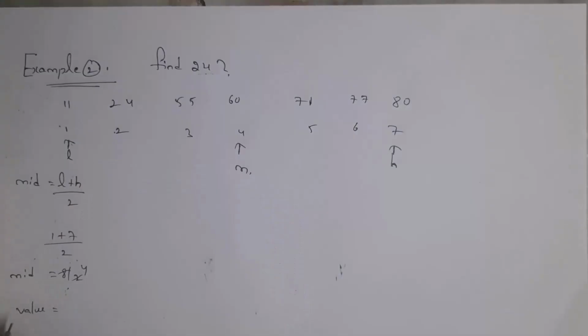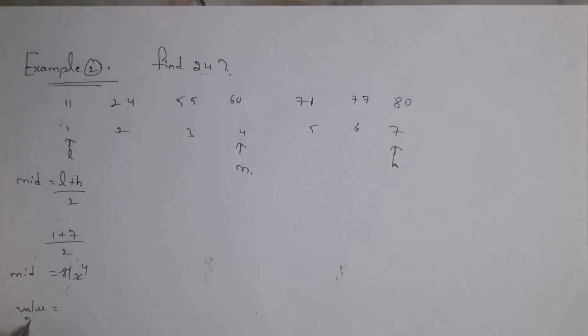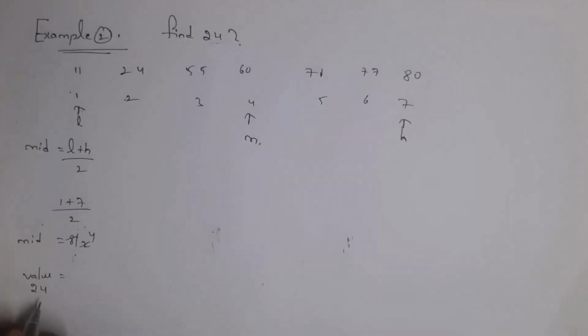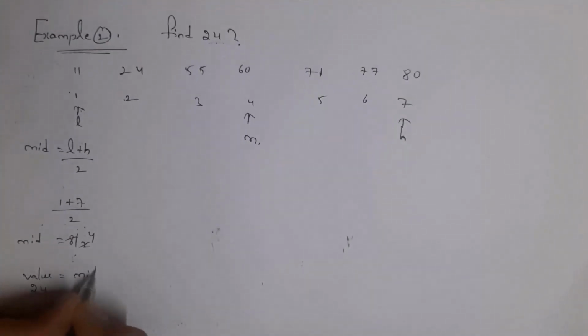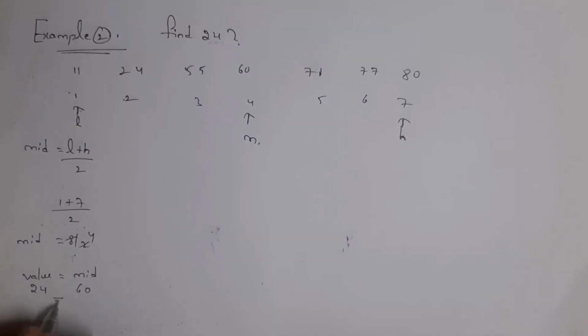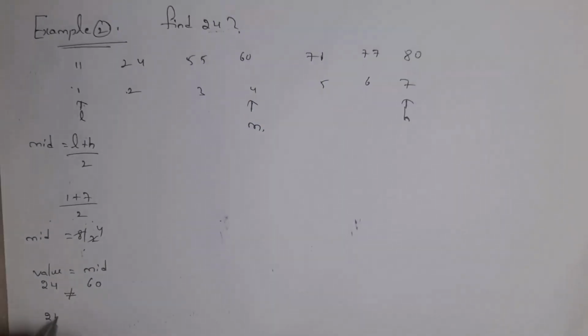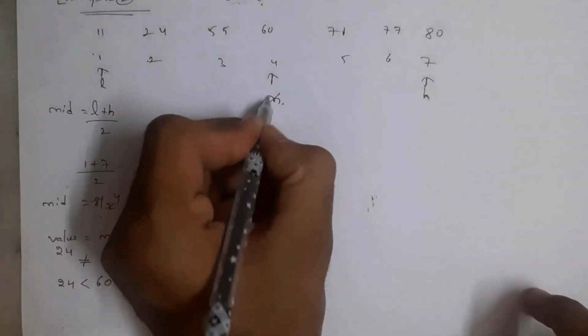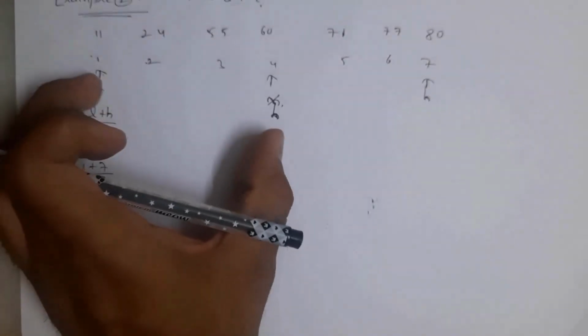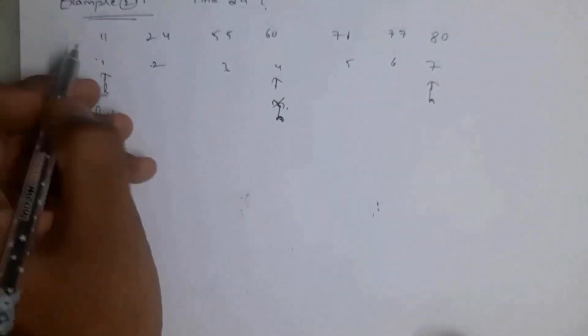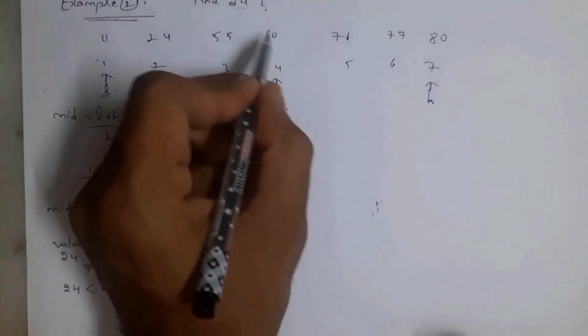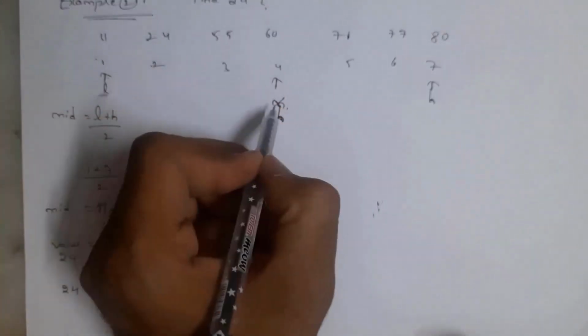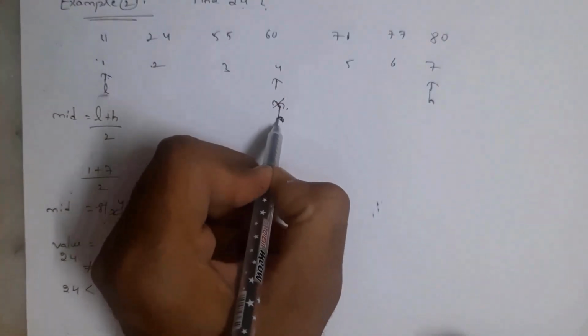Value is not equal to mid. Here the value which we need to find is 24, but the mid value we got is 60. 60 is not equal to 24. 24 is less than 60. So in that case, if value is less than mid, then change the mid element to the higher element, because our element is present in between this 11 and 60. So I changed this mid element as the higher element.